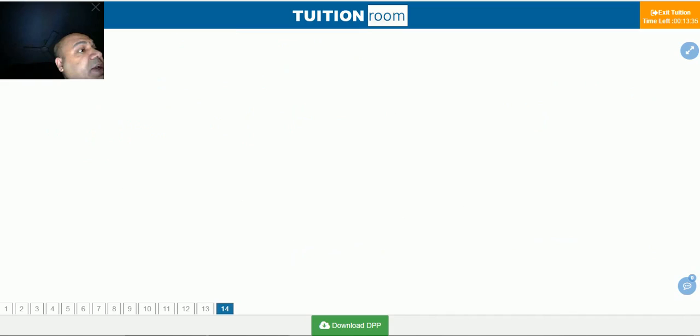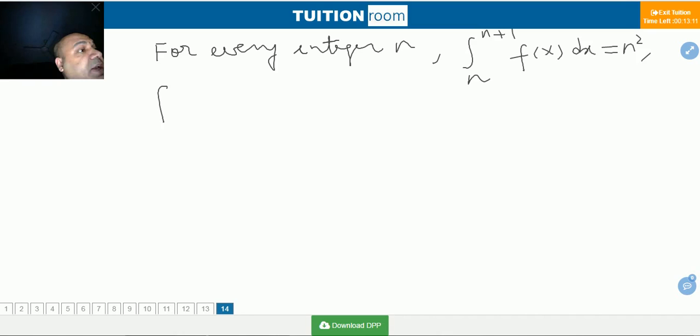Now guys, I am going to take a new example. The next question is: for every integer n, the integral from n to n plus 1 of fx dx is given as n square. Find the integral from 0 to 3 of fx dx.